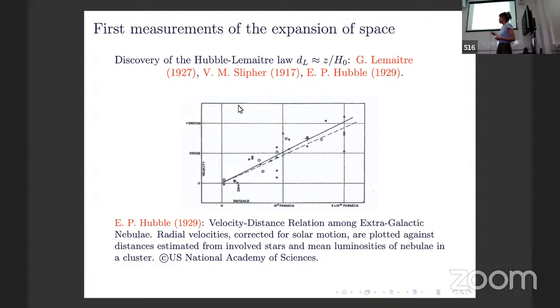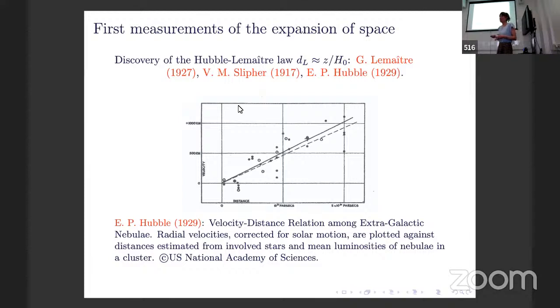So usually when we think about determining kinematic degrees of freedom in cosmology, and in particular the expansion of space, we think of the Hubble-Lemaitre law, or Hubble's law, which was first discovered a century ago by Lemaitre, Slipher, and Hubble, who realized this approximate proportionality law between distances and redshifts for objects in our cosmic vicinity.